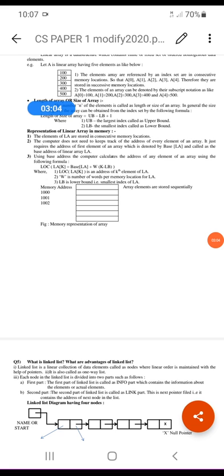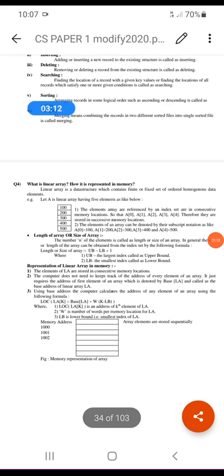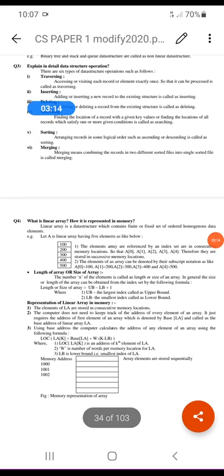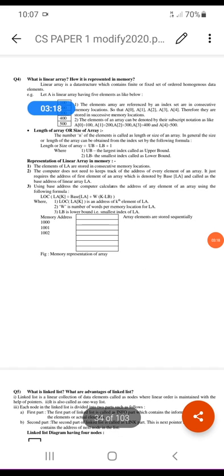So array is the simplest data structure, and all operations like searching, traversing, inserting, deleting, sorting, merging can be performed on an array very easily. We have algorithms based on that. Now after learning the linear array, the next structure is the pointer array, which is similar to a linear array, but it consists of pointer elements only.